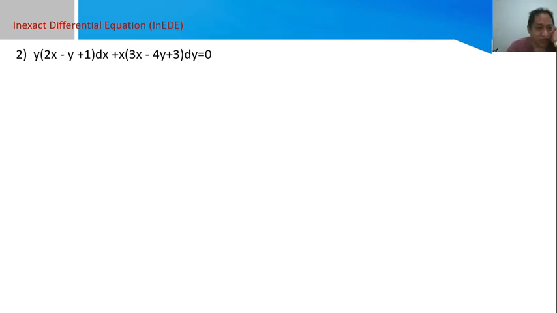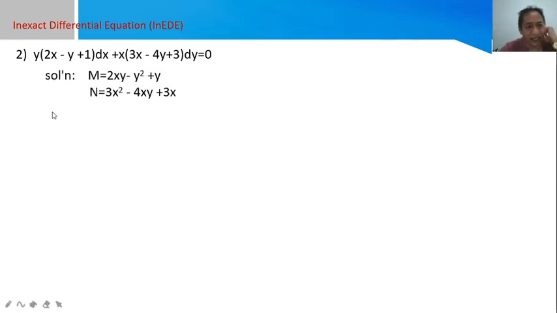In number 2, this is the given. I try to identify my m. This is my m. I write that in product form by distributing my y. And for my n, I distribute my x. So, these are the terms of my coefficient of the dy.